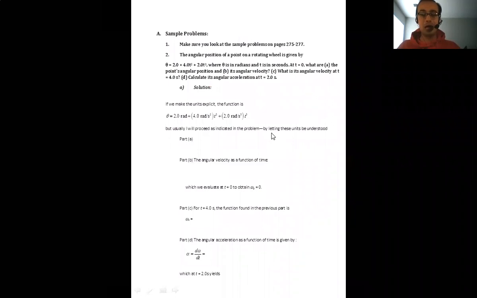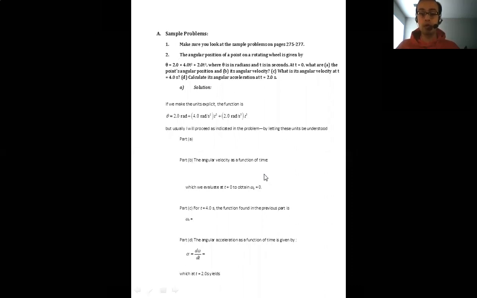Okay, so some sample problems. Take a look at the sample problems on pages 275 to 277 of your notebook. But let's do, from your course book, the textbook for this course, another example right here.